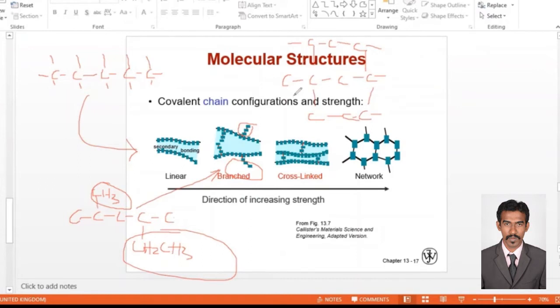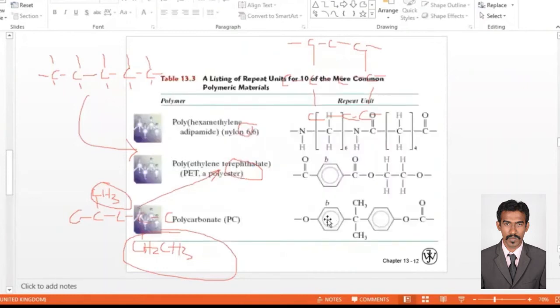Then I have network, right? Network is high strength. So strength wise, this is first, this is second, this is third, this is fourth. The direction of increasing strength is this way. So from linear to branch to cross-linked network, strength is increasing. Network usually means phenolic content, benzene, and other things, which all form this network. If you want to know what benzene is, I think I have already shown.